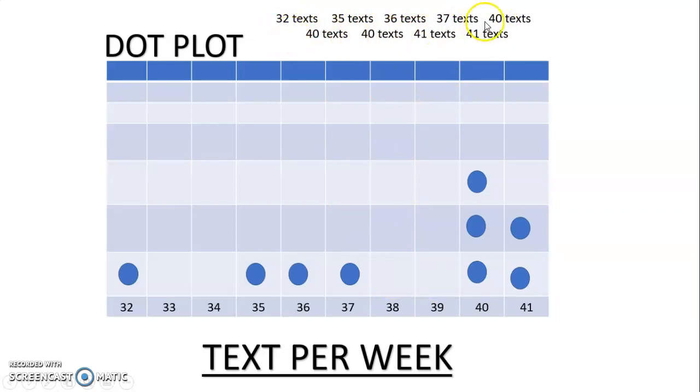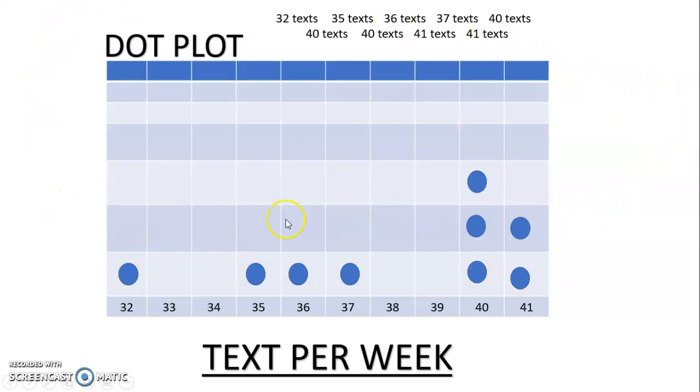How many 40s? 1, 2, 3. So we put 3 dots. 3 persons sent 40 texts in 1 week. How about 41? 1, 2. So we put 2 dots. So right here, you should have a total of 9 dots because those are the 9 friends that she asked. So let's count them. 1, 2, 3, 4, 5, 6, 7, 8, and 9. So right here, you built your dot plot graph.